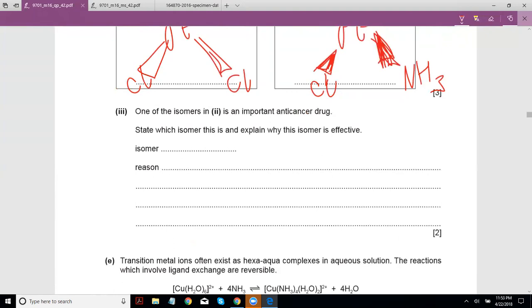So one of the isomers in 2 is an important anti-cancer drug. State which isomer this is and explain why the isomer is so effective. Which one is trans? So cisplatin is the anti-cancer drug. Cisplatin. Okay.